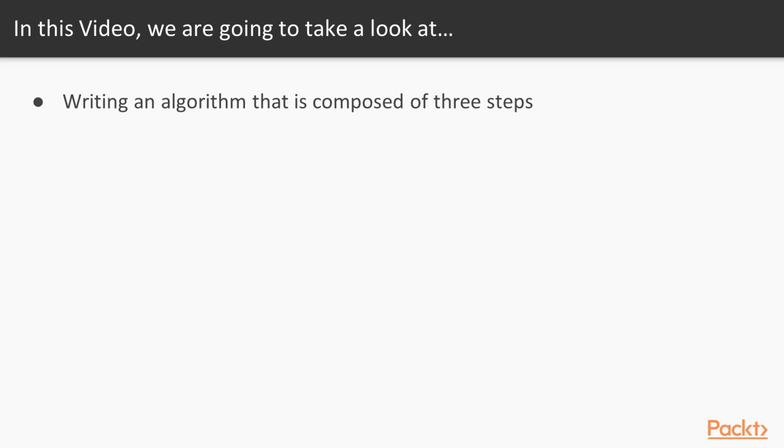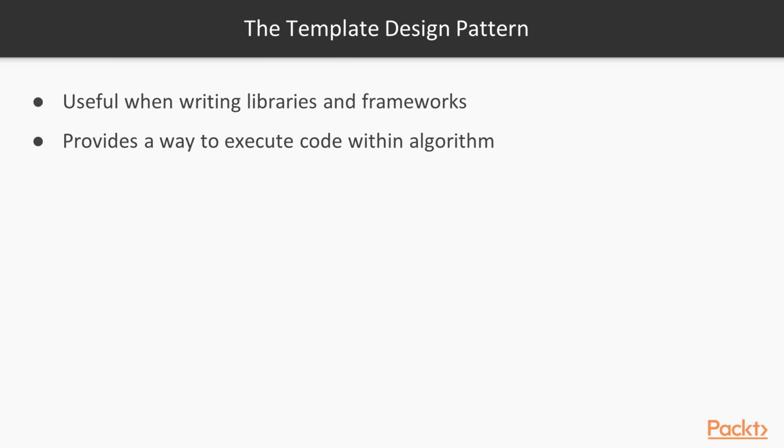In this video, we are going to write an algorithm that is composed of 3 steps, and each of them returns a message. The first and third steps are controlled by the template, and just the second step is deferred to the user. The template pattern is one of those widely used patterns that are incredibly useful, especially when writing libraries and frameworks. The idea is to provide a user some way to execute code within an algorithm.